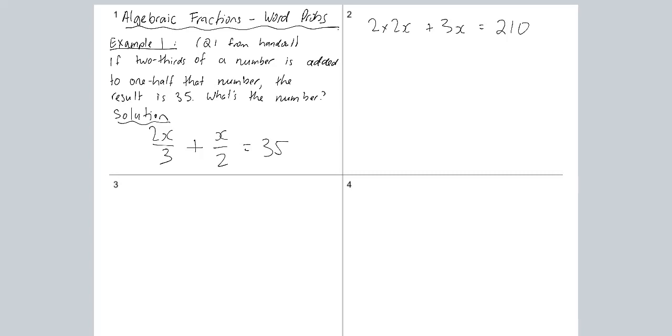As far as I'm concerned, calculators will be in for the exam, for the test. So 2 times 2x is 4x, so I've got 7x on the left, and I've got 210 on the right, and so x is equal to 30. Boom, boom, shake it and done.